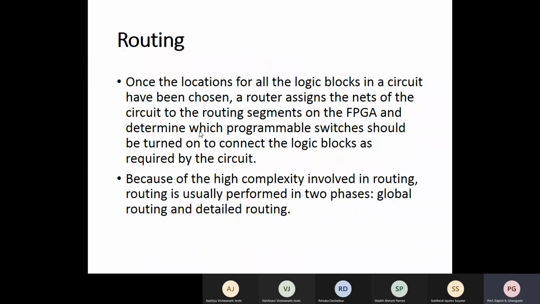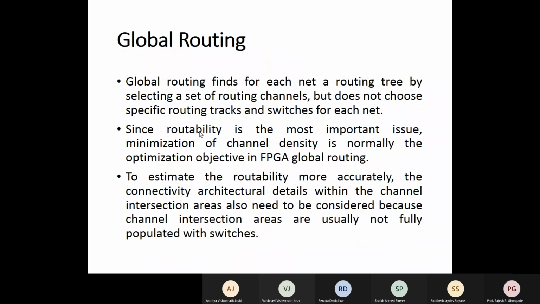Again, since we have a high complexity involved in routing, it is usually performed in two phases. One is called global routing and the other one is called detailed routing. What is global routing? It finds for each net a routing tree by selecting a set of routing channels, but does not choose specific routing tracks and switches for each net. That is done in the detailed routing. Since routability is the most important issue, minimization of the density of routing, that is the number of wires, is normally the optimization objective used for global routing.